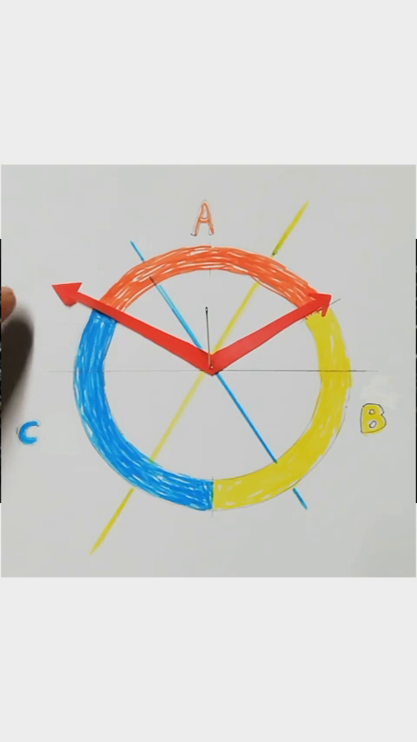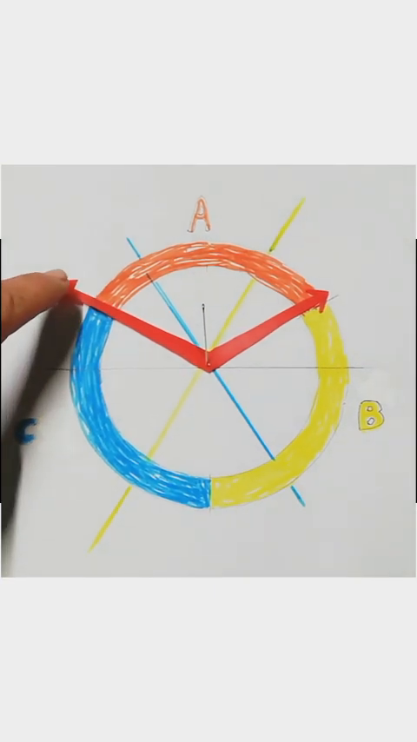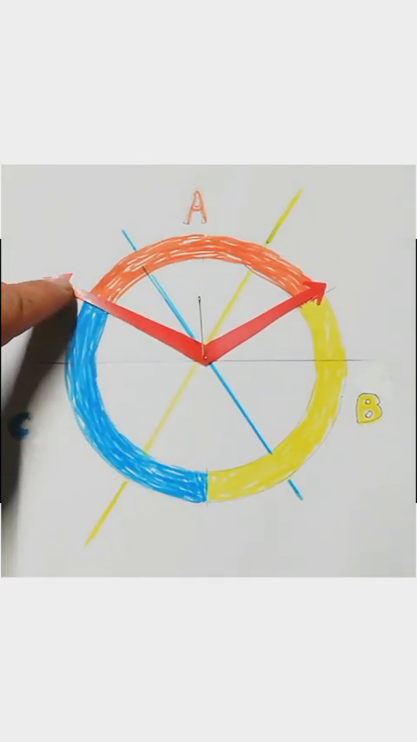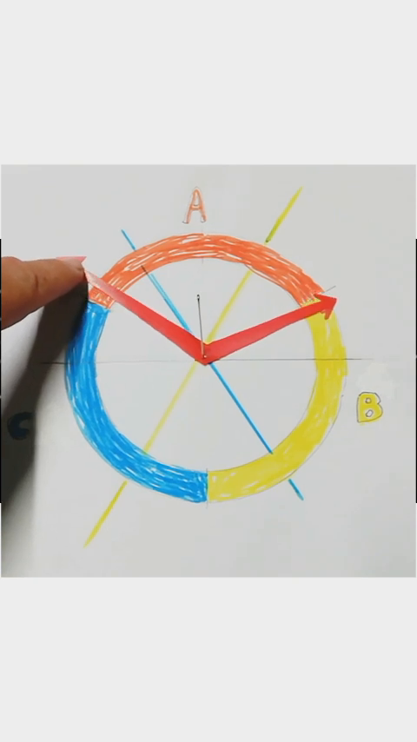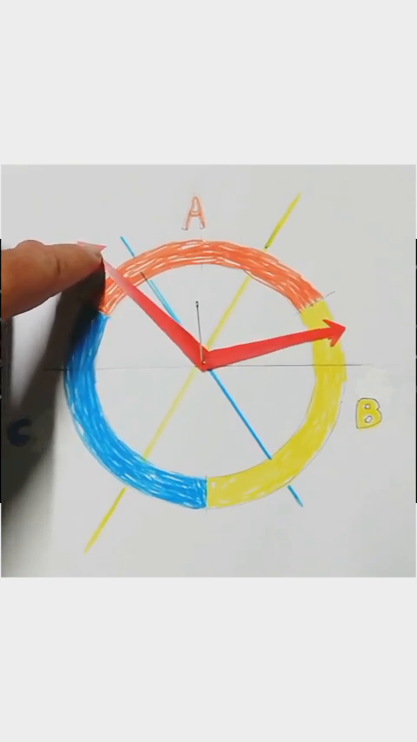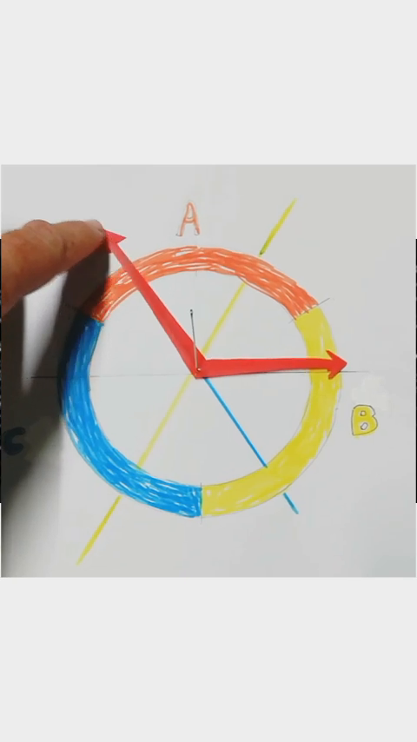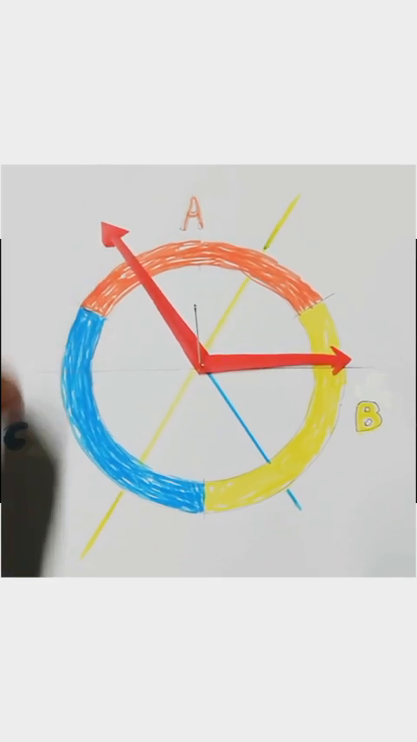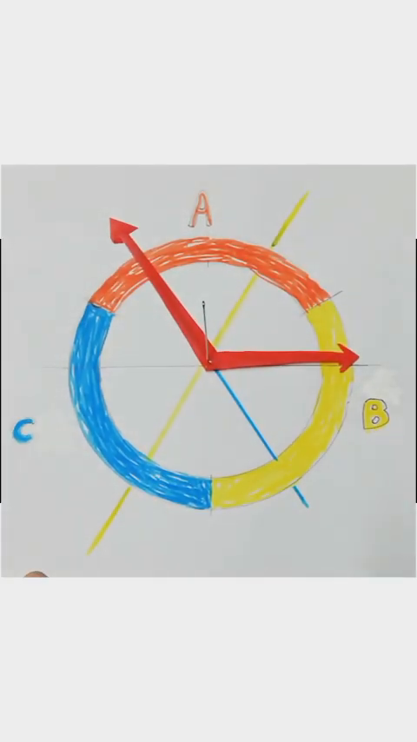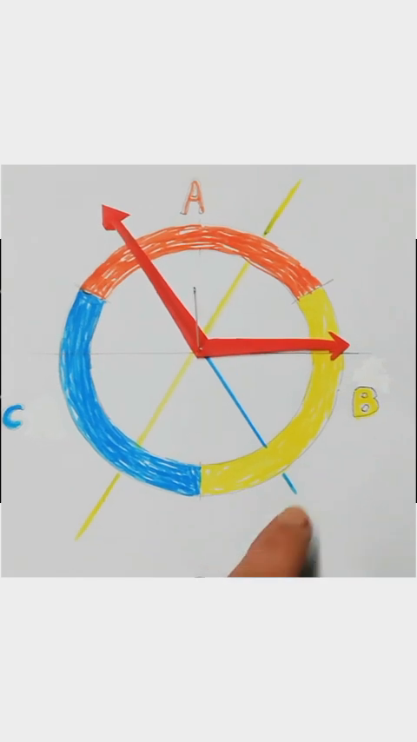So let's use needles which reflect the fact that the two sensors are set at 120 degree angles from each other in the two machines. And let's take it from the perspective of sensor A and sensor B. The orange zone in the circle represents the full time range for sensor A, and the yellow zone in the circle represents the full time range for sensor B.